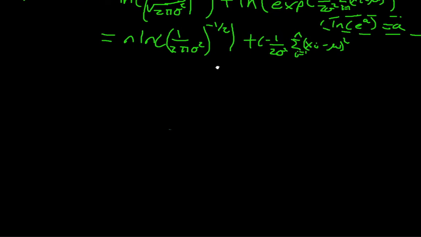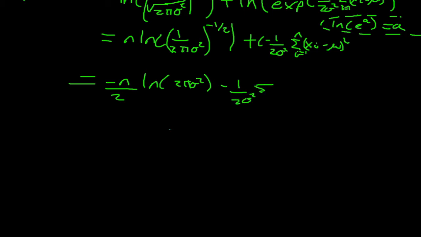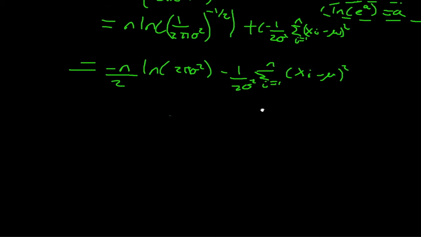Okay, so now we can split this further, because this will give us just minus n divided by 2 times the natural log of 2 pi sigma squared, and this will be minus 1 divided by sigma squared times the sum from i equals 1 till n of (xi minus mu) squared.